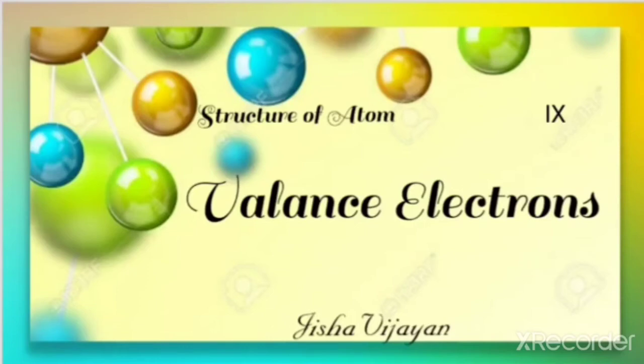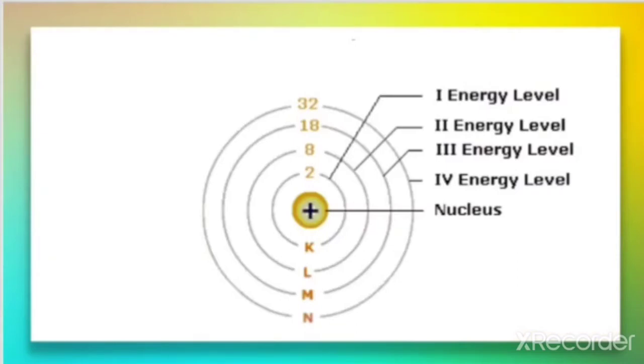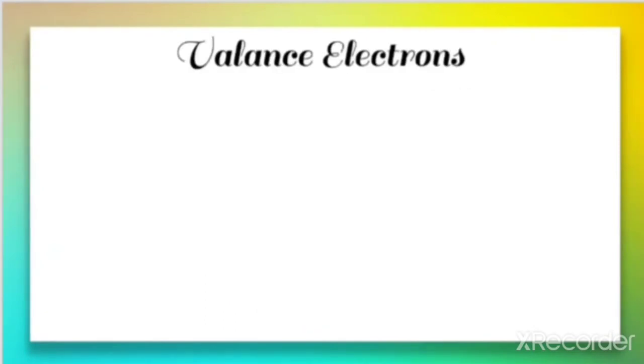Hello students, let us discuss valence electrons. As we discussed, the electrons are distributed in the shells like this: maximum 2 electrons in the first shell, 8 electrons in the second, 18 electrons in the third, and 32 electrons in the fourth shell. So let us discuss what these valence electrons are.